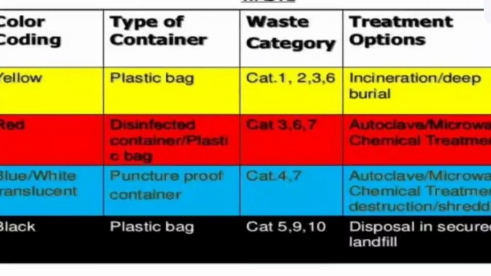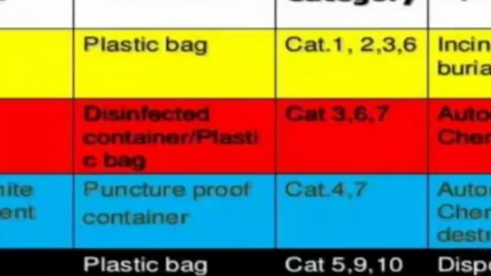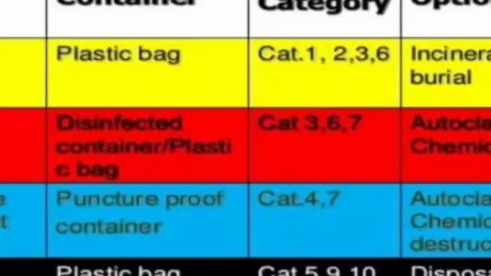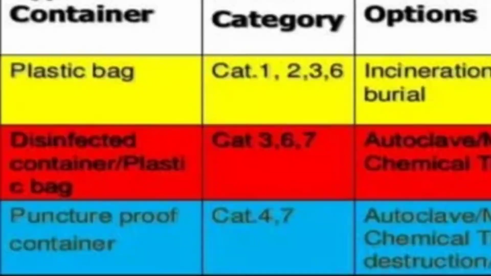Red. So under red, either a plastic bag or a contaminated container you can use for this. Red means it is infectious waste and all that comes under red. Category 3, 6, 7, autoclaving or chemical treatment.